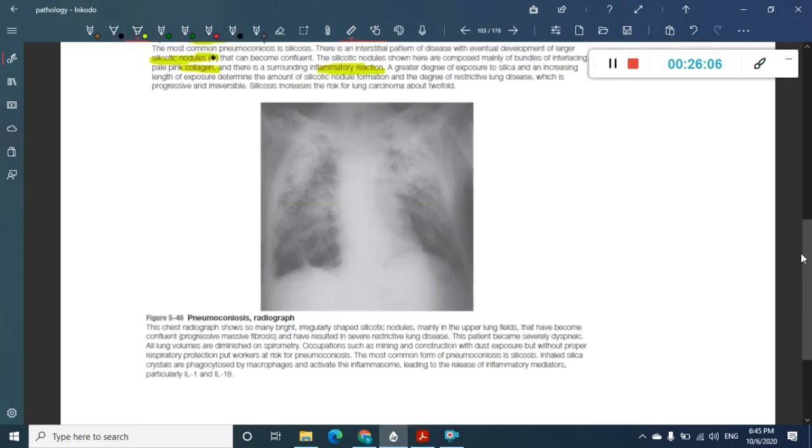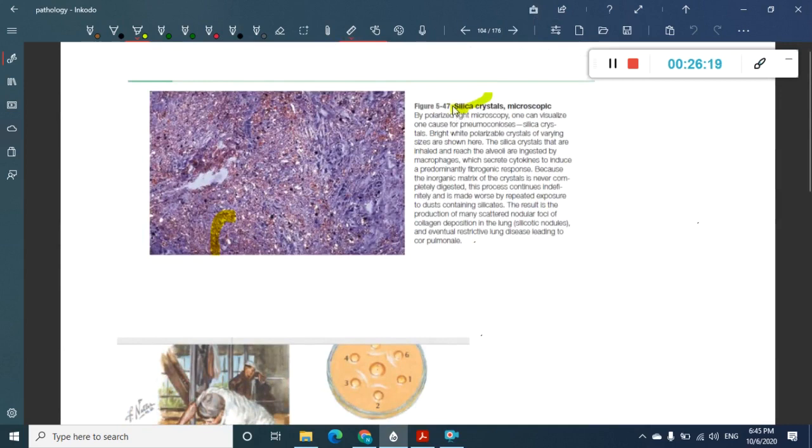Then what are you going to see here? These are pneumoconiosis which are seen in the radiograph. This is also pneumoconiosis with many infiltrates in the mostly upper and middle lobe. Then here you see silica crystals. Okay, so these are the silica crystals. Actually, what is this microscopy picture? This is a polarized light microscope which shows pneumoconiosis, where the silica crystals are seen. They are actually bright white polarizable crystals. See, all these bright white polarizable crystals which are seen, these are the silica crystals seen in silicosis.